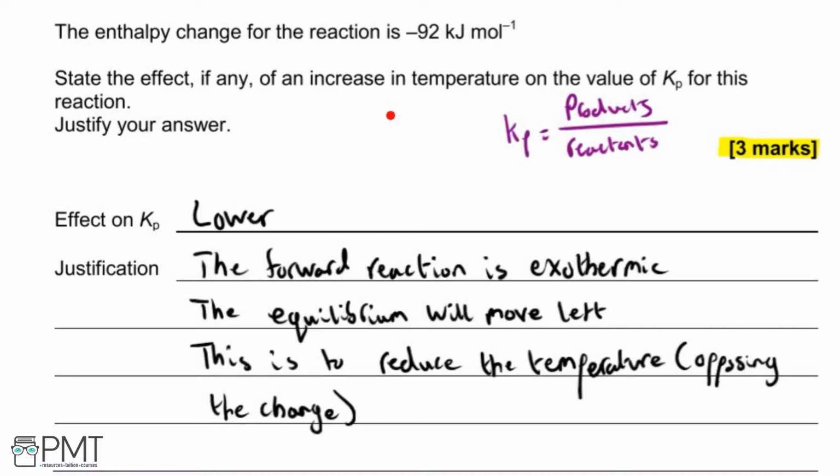So we have 1 mark for stating this effect, 1 mark for these first 2 points. The key point is about the movement of the equilibrium. So just stating the equilibrium will move left would get the mark. However, it's important context to include that the forward direction is exothermic, and that final mark is for including that idea of it doing this to oppose the change to the equilibrium.